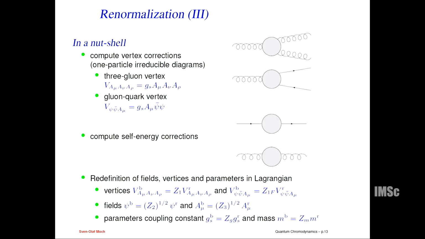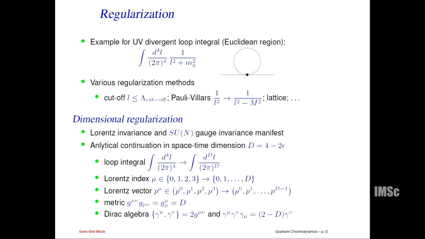Okay. Now, there's one question. How can you say that in the cutoff scheme gauge invariance is lost and in dimensional regularization it's maintained? I didn't understand that. This is another problem of the Pauli-Villars scheme.